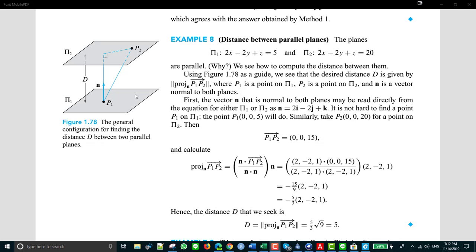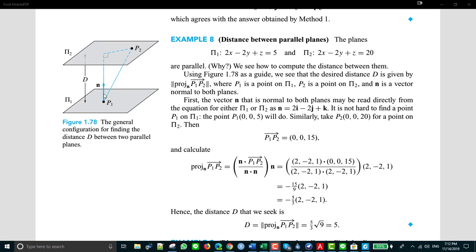So how can we know that these are parallel? Well, they say we can read off the normal here, and it's the same normal here. So they both have the same normal. So they're both parallel, but they're not the same planes. So using figure 1.78, this figure here, we can see that the desired distance here is given by the projection of this onto the normal.